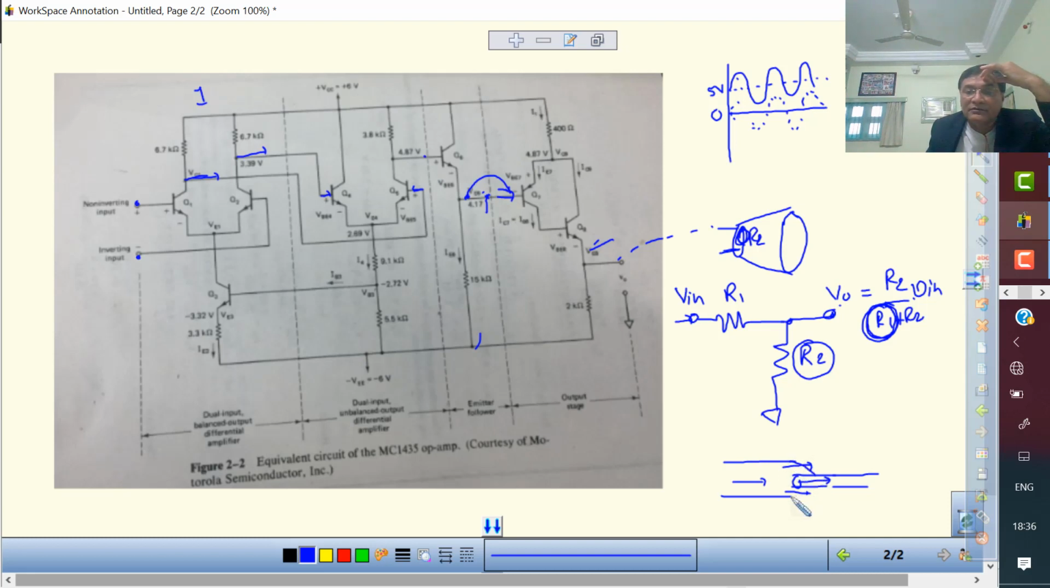So what are we doing? We are using a coupler. So who does the job of the coupler? The push-pull amplifier. It connects two things: a device which has low input resistance, R2 is less, and a device which has high output resistance. So the push-pull amplifier connects them.